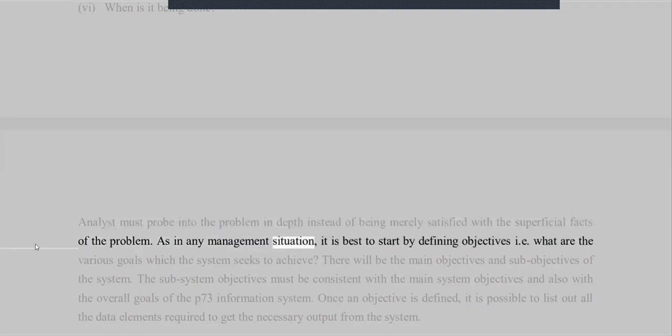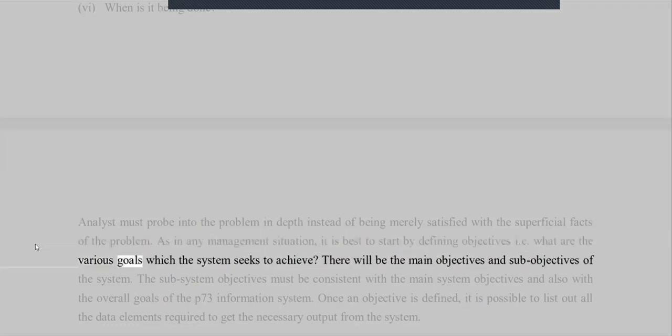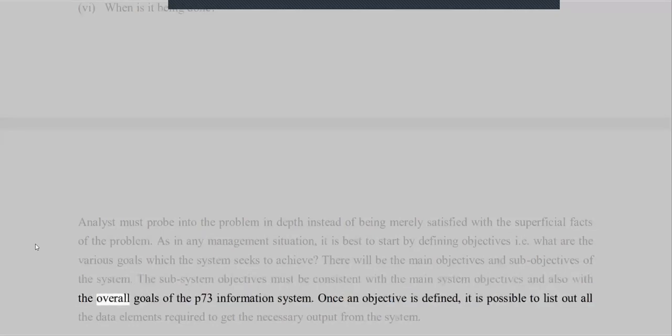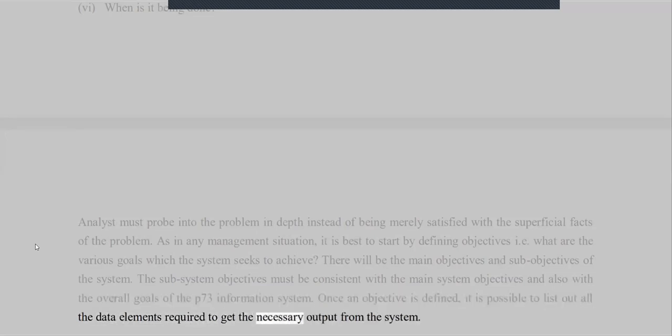As in any management situation, it is best to start by defining objectives, i.e., what are the various goals which the system seeks to achieve? There will be the main objectives and sub-objectives of the system. The subsystem objectives must be consistent with the main system objectives and also with the overall goals of the information system. Once an objective is defined, it is possible to list out all the data elements required to get the necessary output from the system. Once the data elements are known, one can find out how they can be introduced into the system.